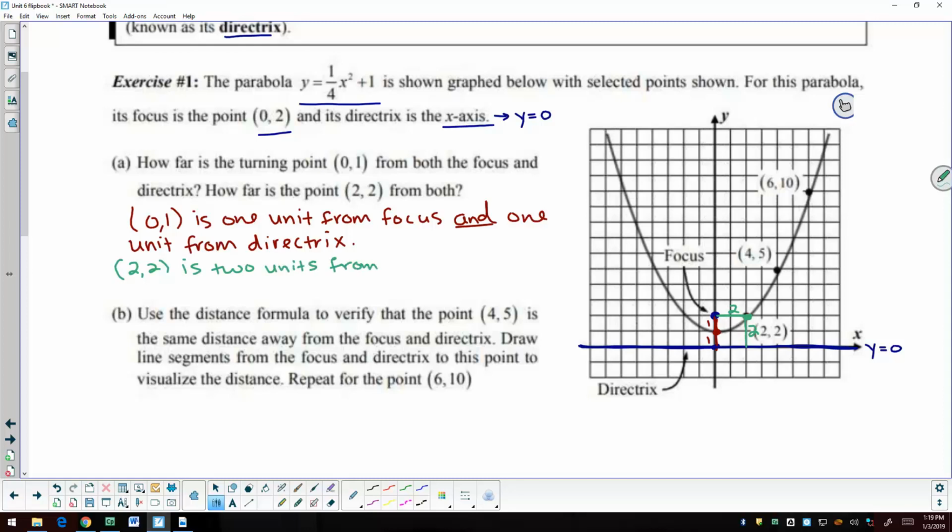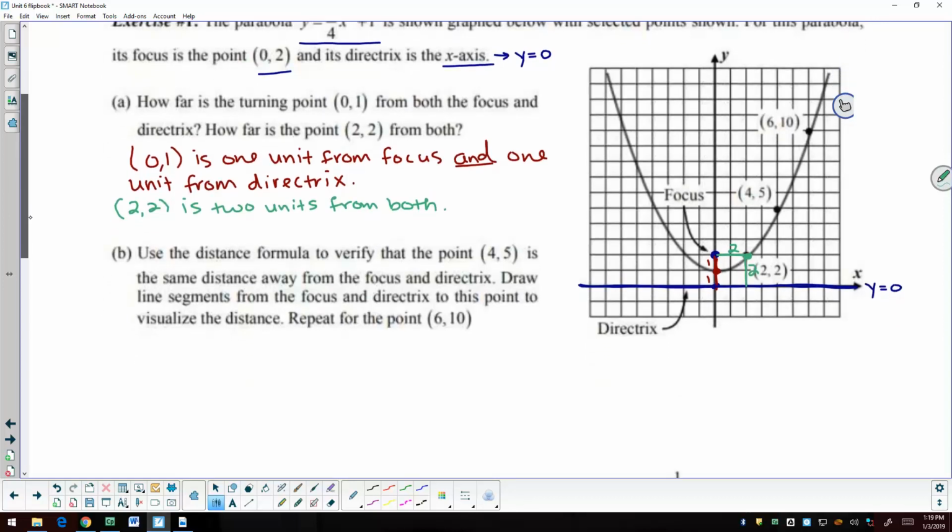So that is the special property of the focus and the directrix. Any point on the parabola will be the same distance to the focus as it is to the directrix, or vice versa. Now notice they're not the same distances. 0, 1 is only 1 away from both, 2, 2 is 2 away from both, and you're about to see that 4, 5 is not going to be 1 or 2 away from both, but it will be the same. So for example, if 4, 5 was, I don't know, 10 units to the focus, it'll be 10 units to the directrix. So once you find the distance to one, you know the distance to the other.